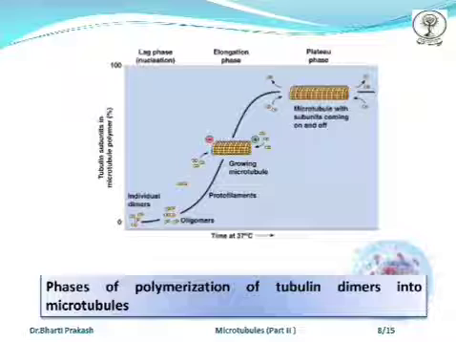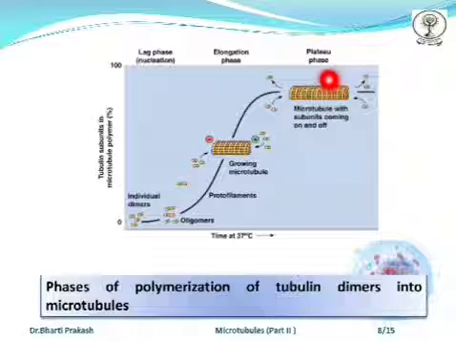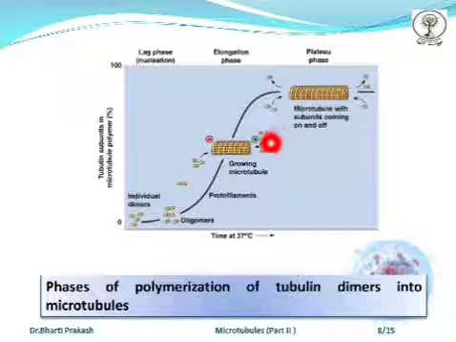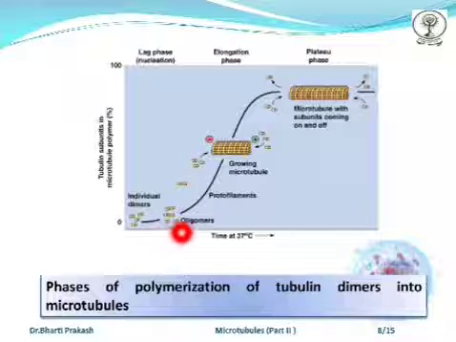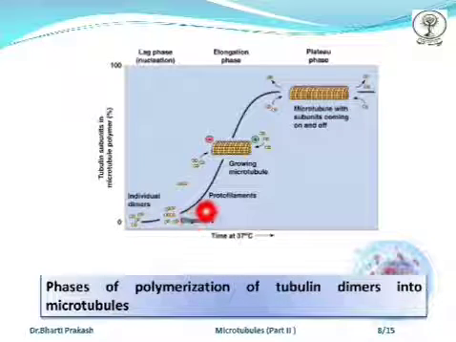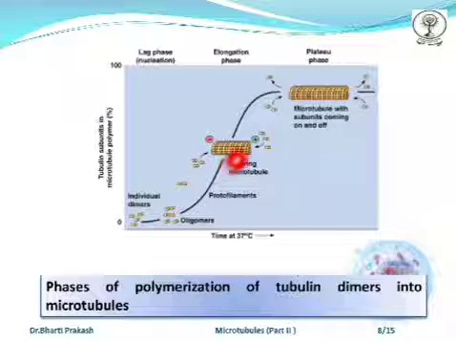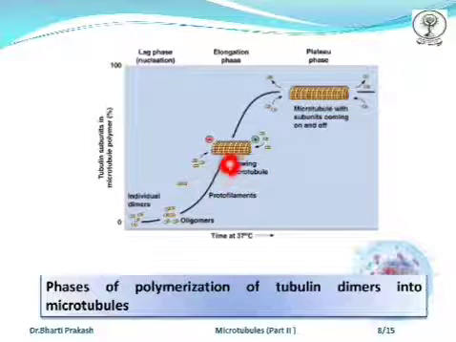Now this picture shows the phases of the polymerization of tubulin dimers into the microtubules. We have a lag phase, an elongation phase, and the plateau phase. The plateau phase signifies the steady state phase. So what is happening? The individual dimers form the oligomers. The polymerization occurs, the protofilaments are formed, and the growing microtubule grows by the addition of the dimers.